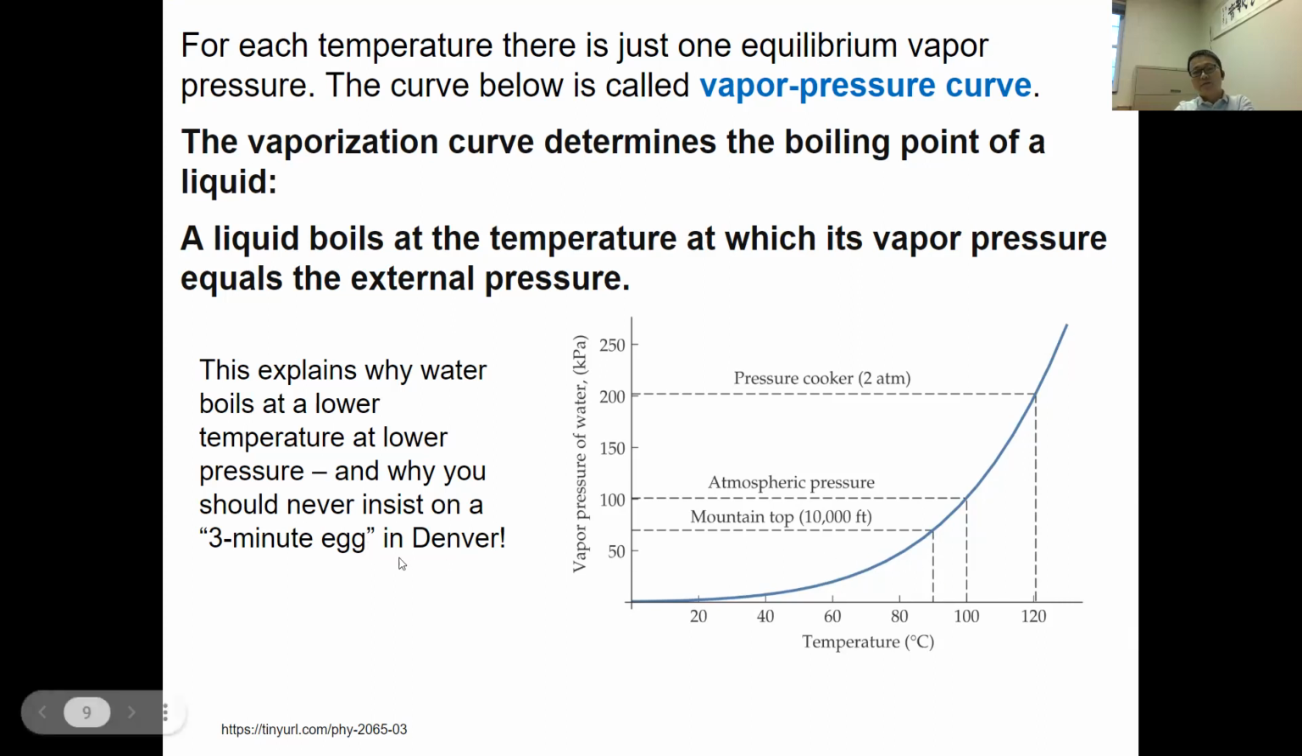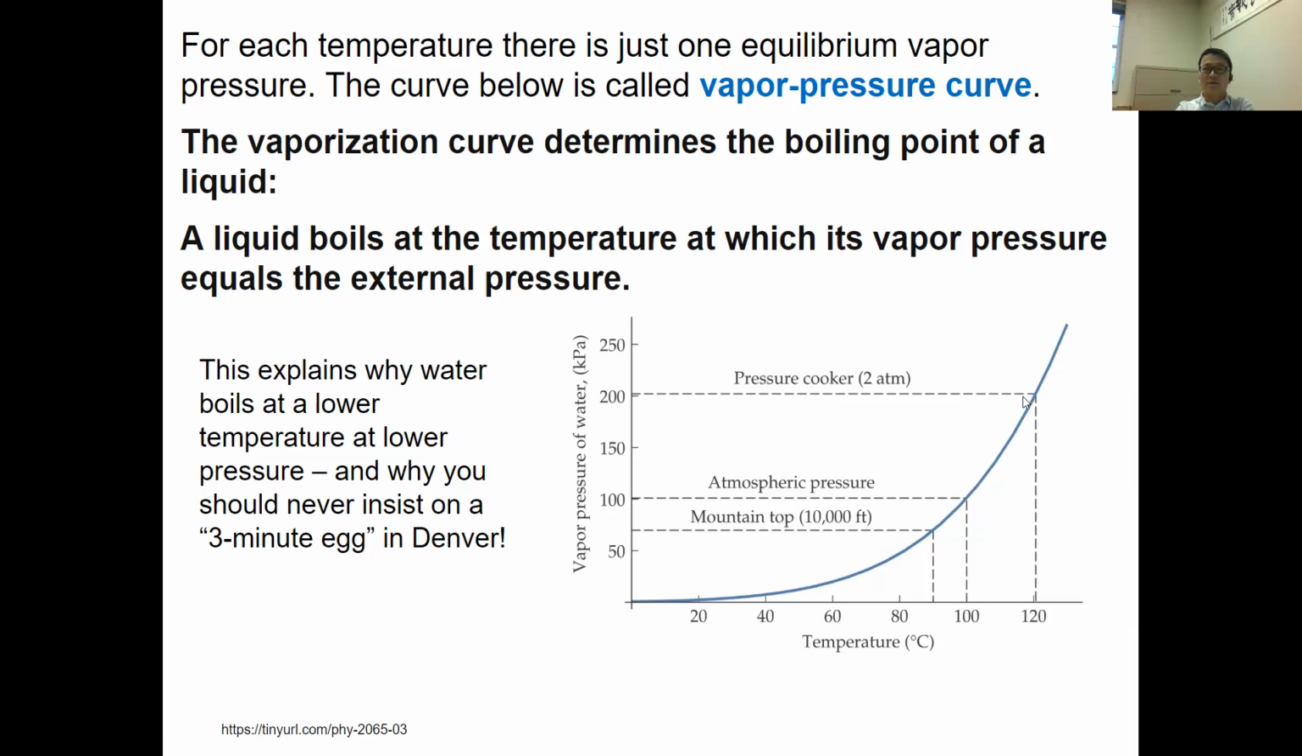So that's why if you are at the area that is higher in altitude, then you might want to cook your food more time. So for example, in Denver, the 3-minute egg rule doesn't apply. You probably want to cook your egg longer in that sense because the water boils at less than 100 degrees Celsius. Okay. The application, one of the applications here is the pressure cooker.